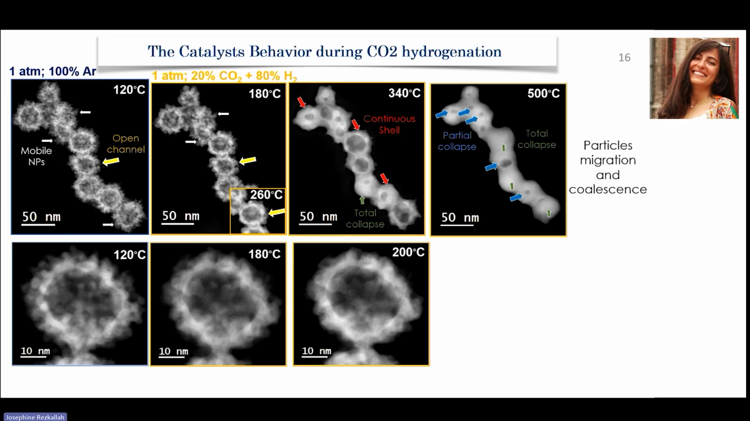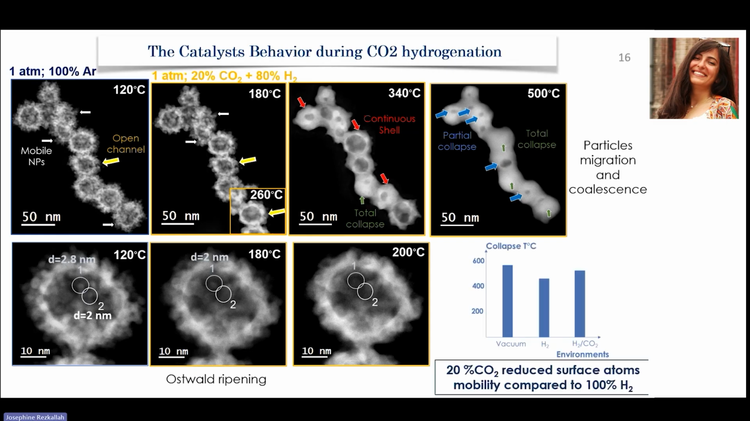By monitoring another region, evidence of a reduction in size of these two nanoparticles, as you see here, up until their disappearance, indicated the growth of other particles by the Ostwald ripening mechanism. The sintering onset temperature and the collapse temperature are higher than the ones identified under pure hydrogen. This is probably the effect of 20% carbon dioxide that reduced the surface atomic mobility, hindering both sintering and collapse.